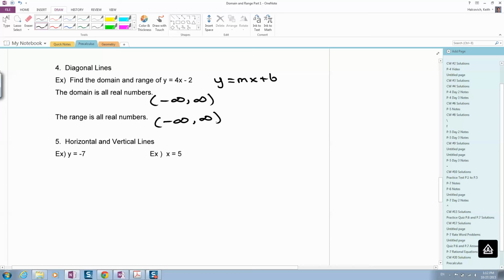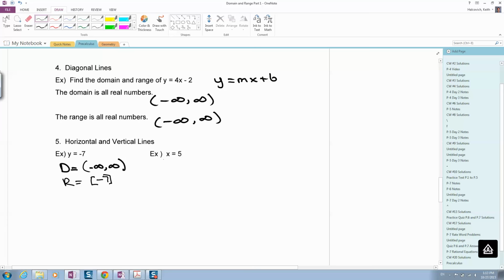For horizontal and vertical lines, the domain for a horizontal line is all real numbers because you can put any number in for x, and you'll still get negative 7. The range is just going to be whatever that y value is. In this case, it's just negative 7.